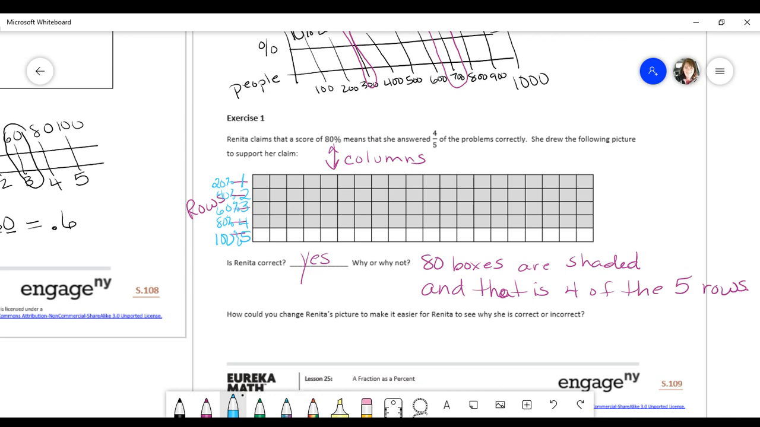She could have, if she really wanted to, done a double number line. She could have drawn lots of different things. Okay, so those are some things that she could do if she would like to.